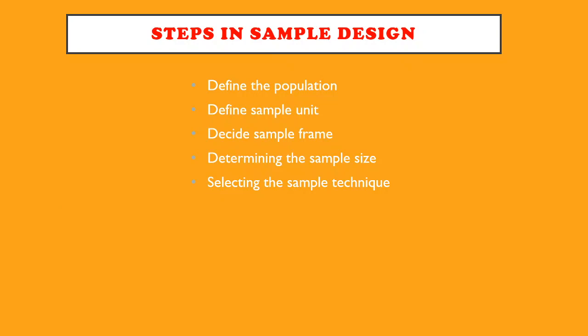First you need to define your population, then you need to define your sample unit. Sample unit means a unit from which the data is collected by the researcher. That is what sample unit. Okay, then third one is you need to decide the sample frame. Sample frame means what? A list that contains all units in the population. That is what a sample frame.